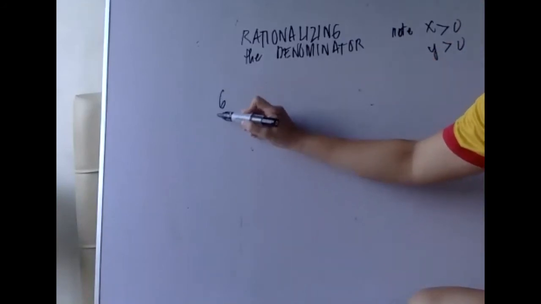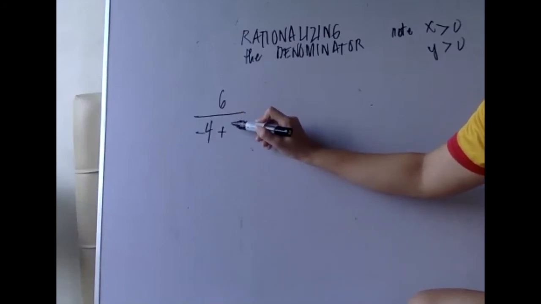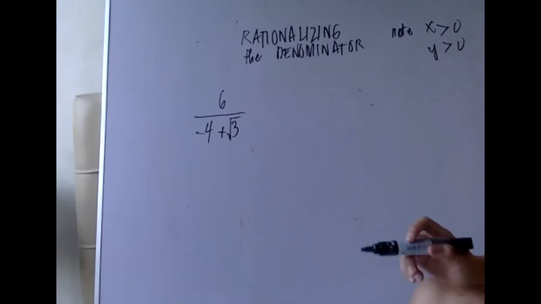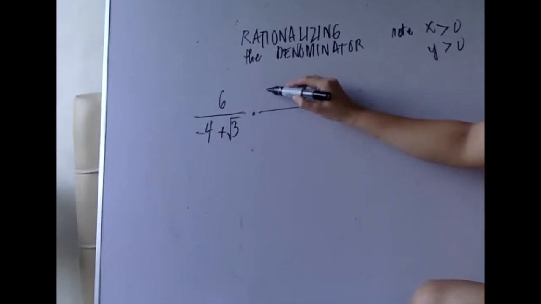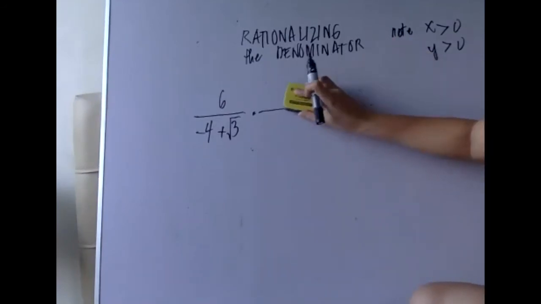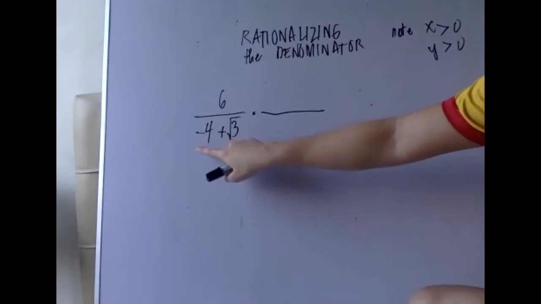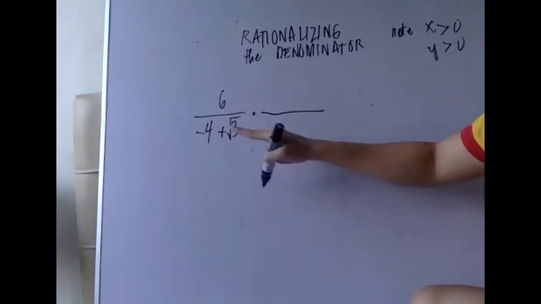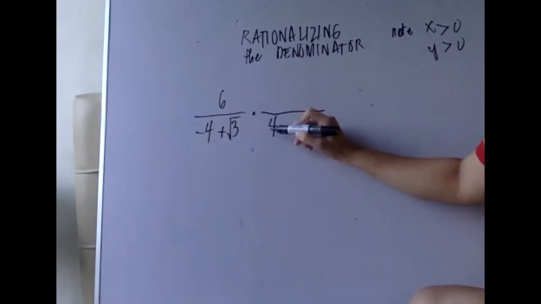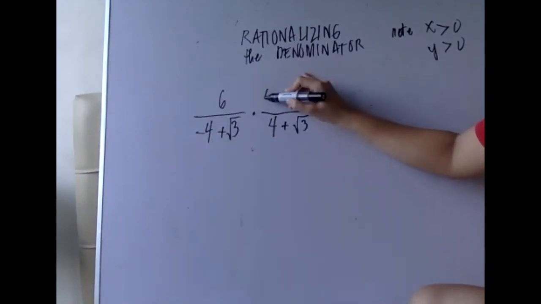How about if you have 6 over negative 4 plus 3? Multiply lang natin with? Ako, para mas madali, di ba yung idea lang naman is gawin mong opposite yung sign ng isa? So ako, yung 4, yung gagawin kong opposite yung sign. Negative 4 and 4, so plus pa rin to. Okay?